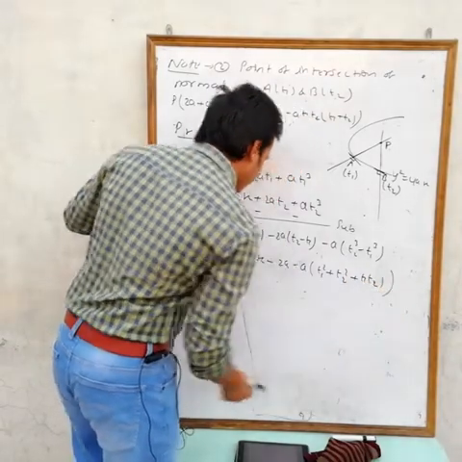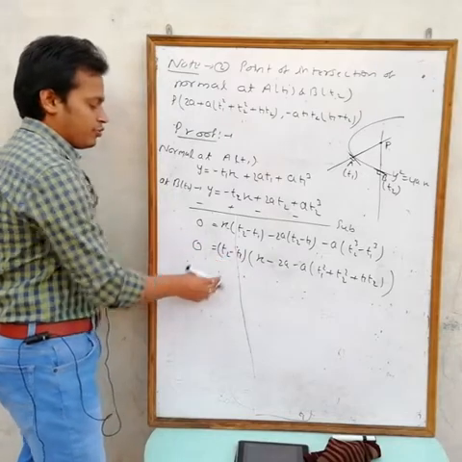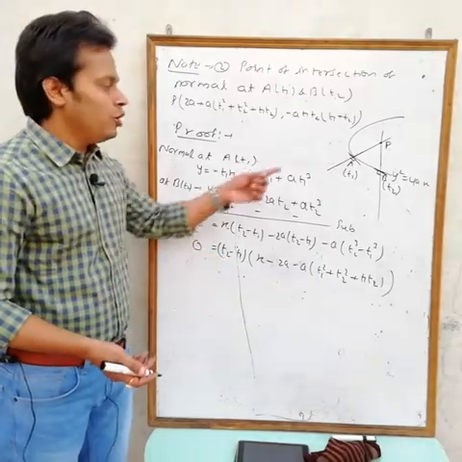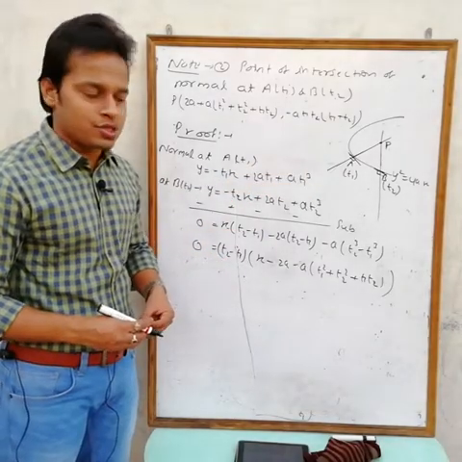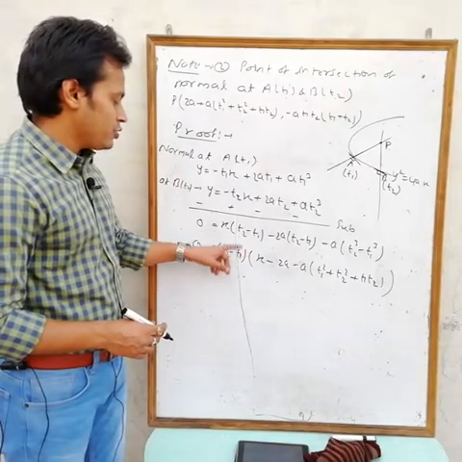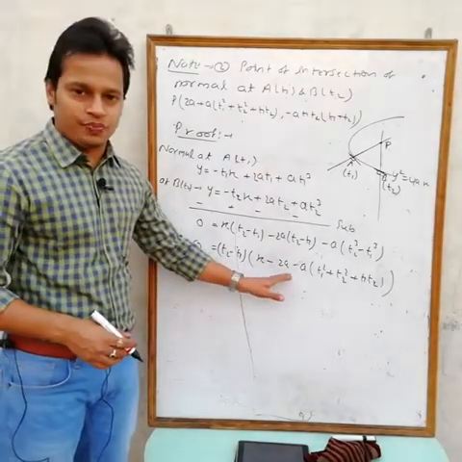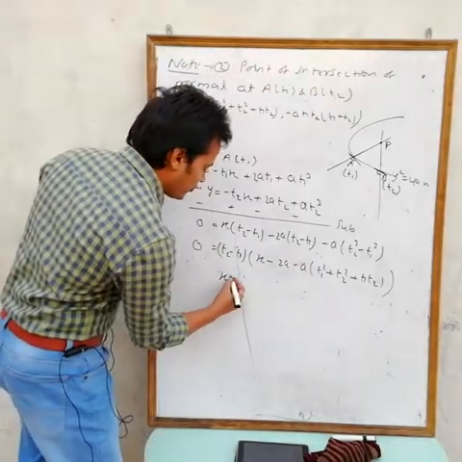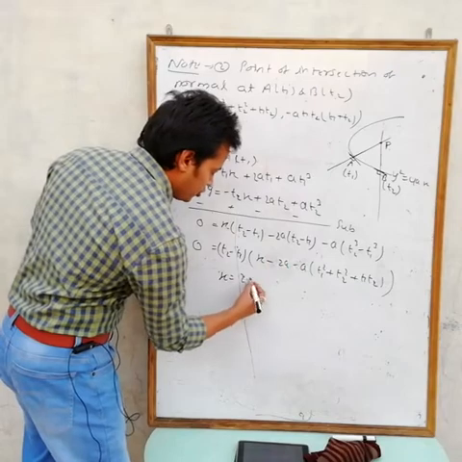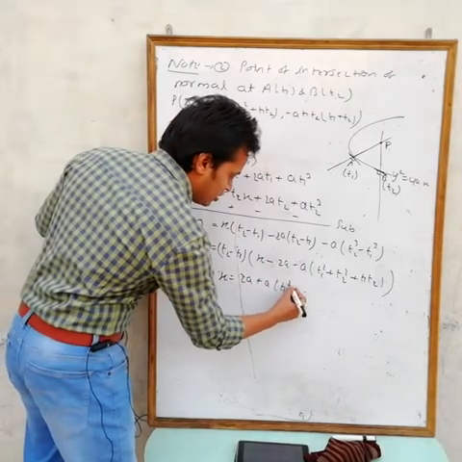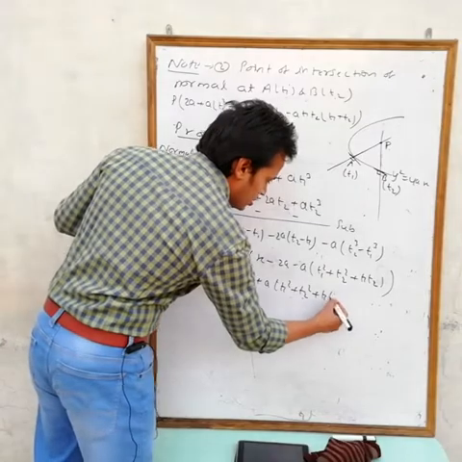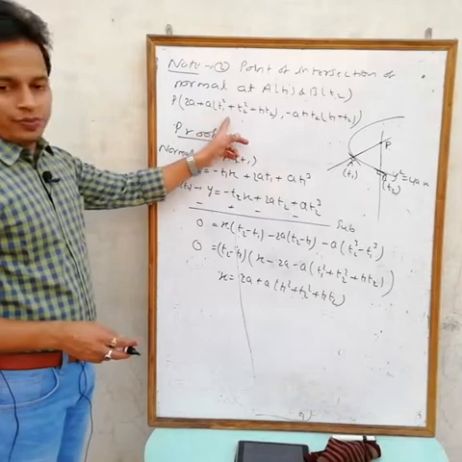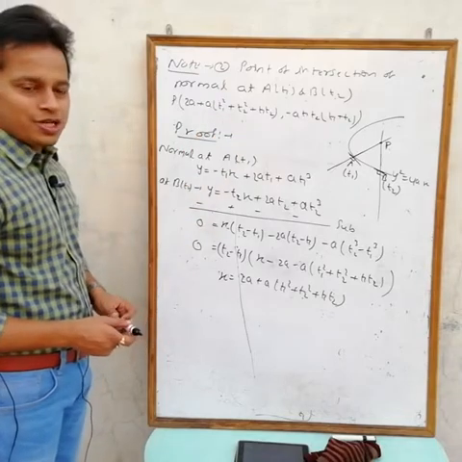Now this can't be equal to 0, because if this became 0, then T1 equals T2, which is not possible. Both are different points, not the same point. So T1 minus T2 can't be 0, so this factor is 0. If you find the value of x from this, what do you get? X equals 2a plus a(T1 square plus T2 square plus T1 T2).